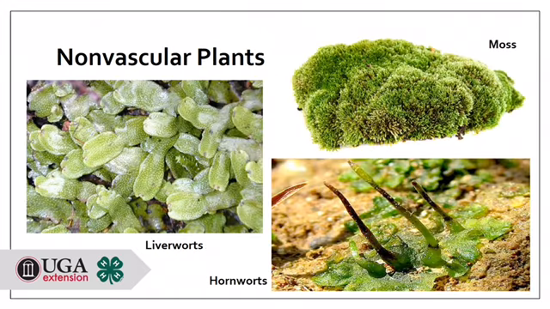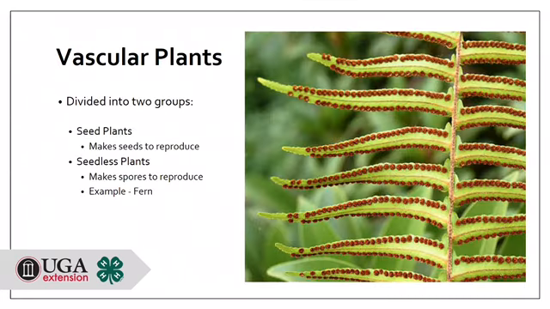Vascular plants are divided into two groups. Seed plants make seeds to reproduce, and then the seedless plants make spores to reproduce. The example of a seedless plant is a fern. Sometimes if you look at the backside of a fern, you will see these spores.